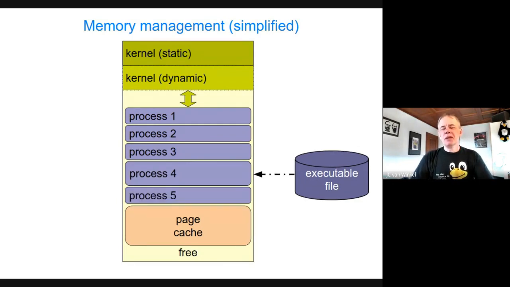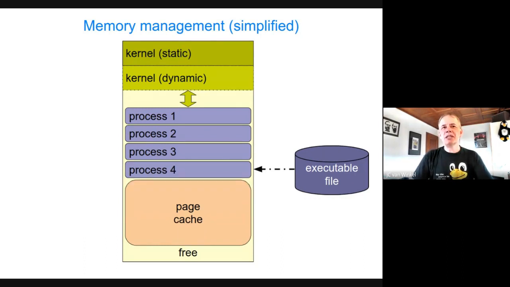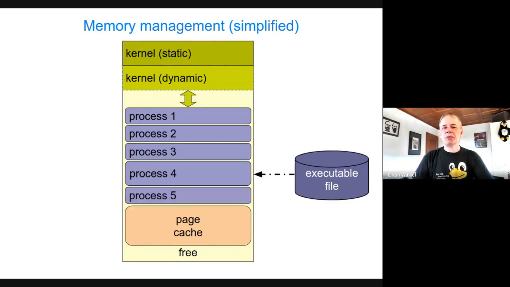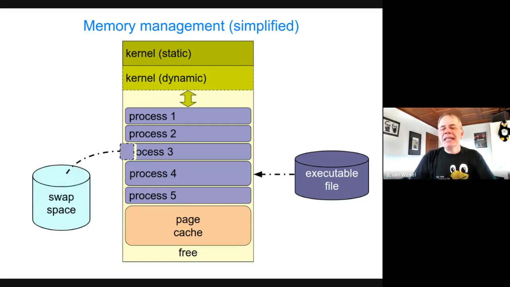So the moment a new process is started, as you can see, we start an extra process, the page cache will shrink. And then there may be a moment that we need even more memory. And yes, the page cache has shrunk, but we need even more. Then something's got to give.